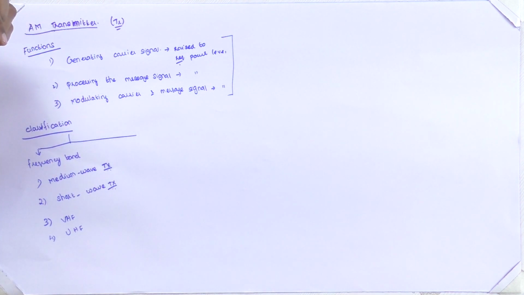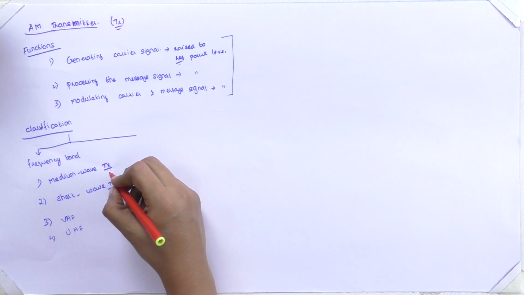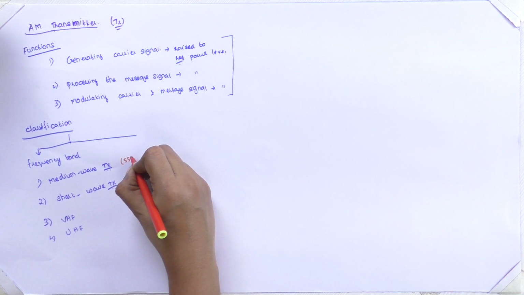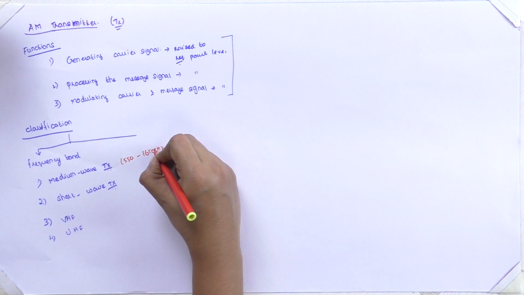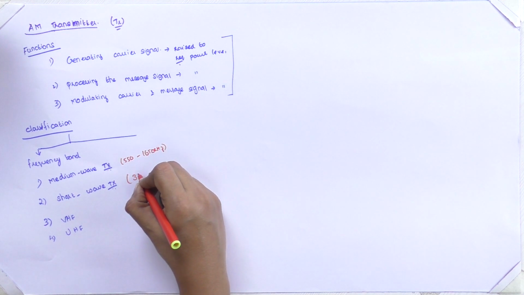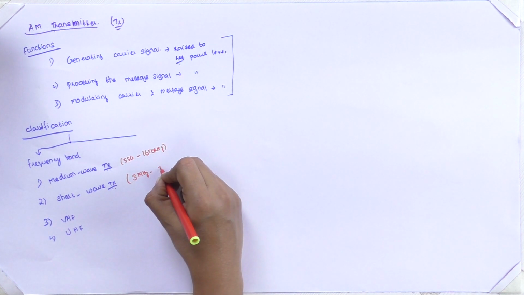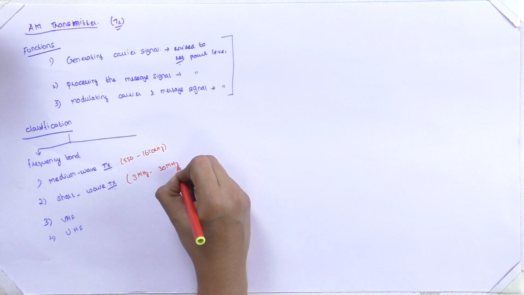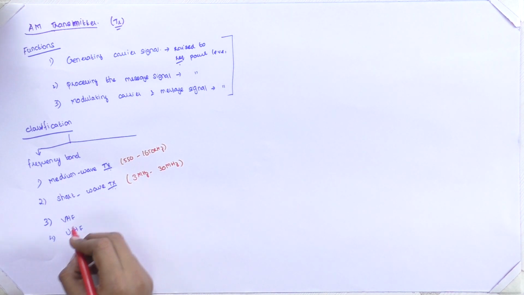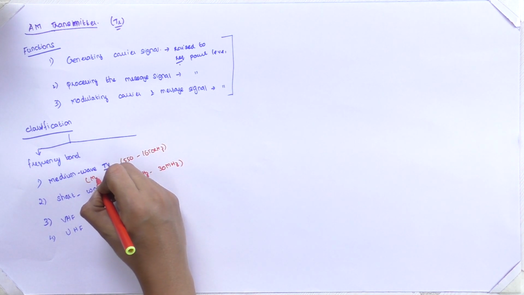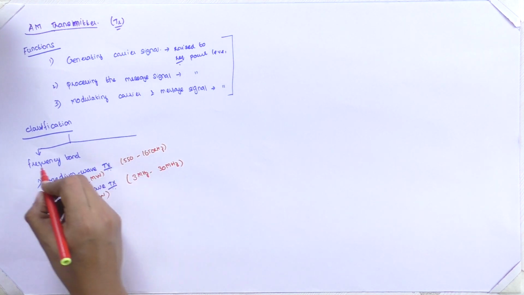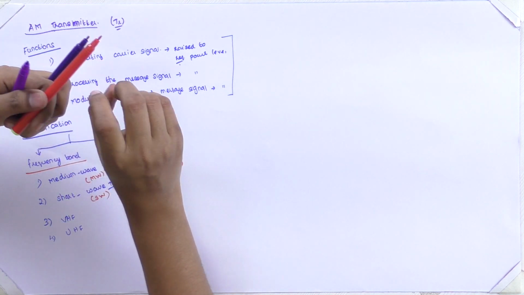Medium wave transmitter covers the frequency range from 550 to 1650 kilohertz. Short wave band covers from 3 megahertz to 30 megahertz. They can be shortly referred to as MW, medium wave band, and SW, short wave band. This is based on the frequency band.